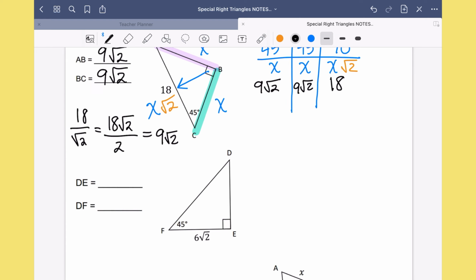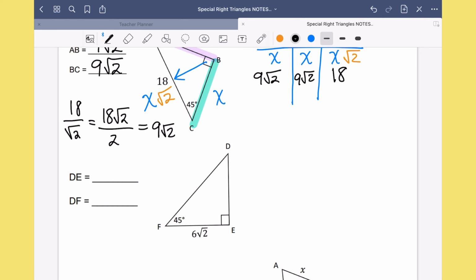All right. I want you to pause the video and try to do this next one right here. All right, if you're done, let's check your work. This one is also 45, 45, 90, but this one's different. They did not give me the hypotenuse. So let's label our sides. Across the 90 degrees, we have our hypotenuse, which is x times the square root of 2. And then the legs are just x and x. So label your triangle.